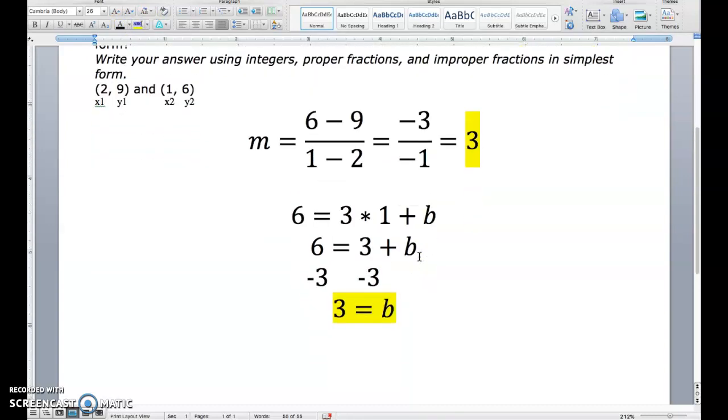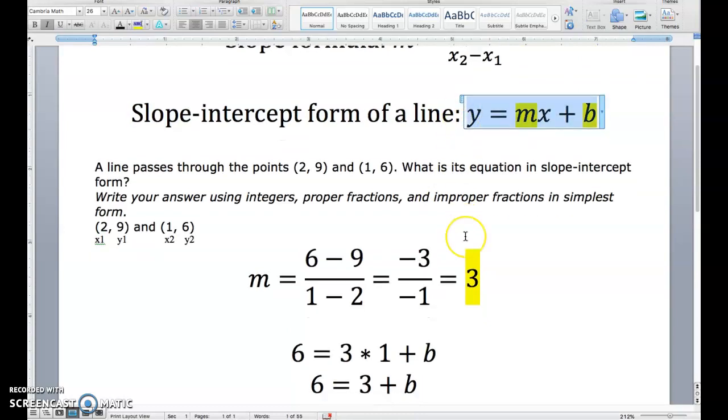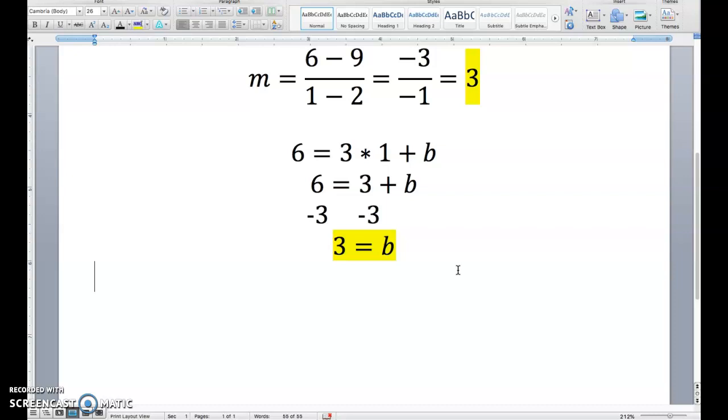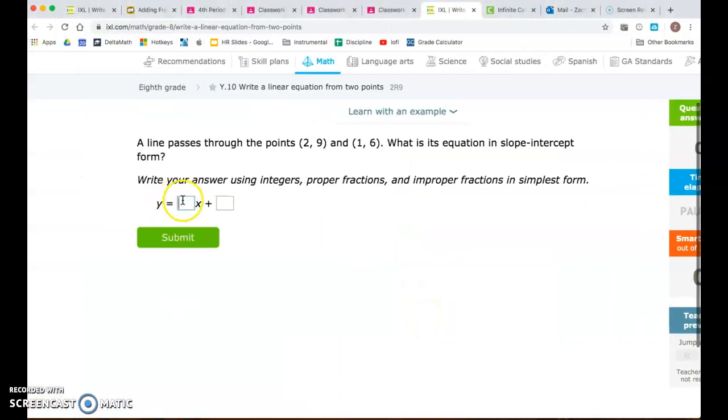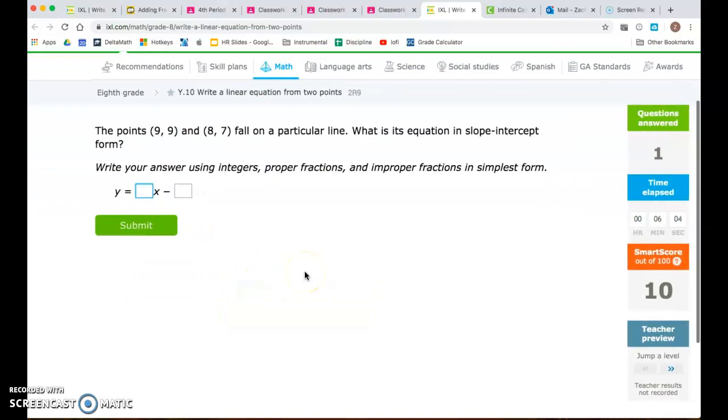I've got the two things that I really need. Again, my whole goal is to fill in this formula. And I can do that now. I can replace m with 3, and I can replace b with 3 as well. Okay, so this is my formula, y equals 3x plus 3. Let's see if IXL agrees. So y equals 3x plus 3, submit. Yes, got it, cool.